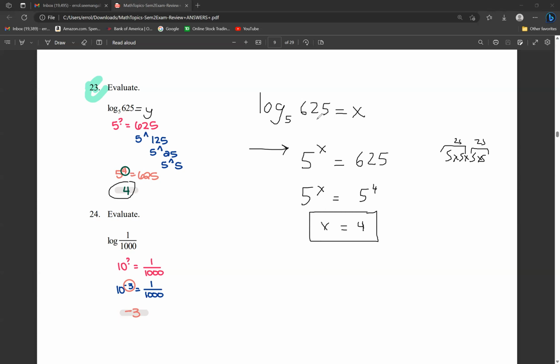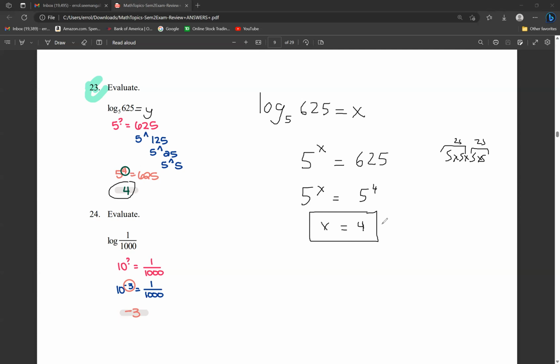Remember the log rules? This is the answer. This is the base, and the variable is the exponent. So this 5 raised to this exponent is this answer. And then it's just a matter of writing both with base 5. It's just straight log rules. All right, that's 23.